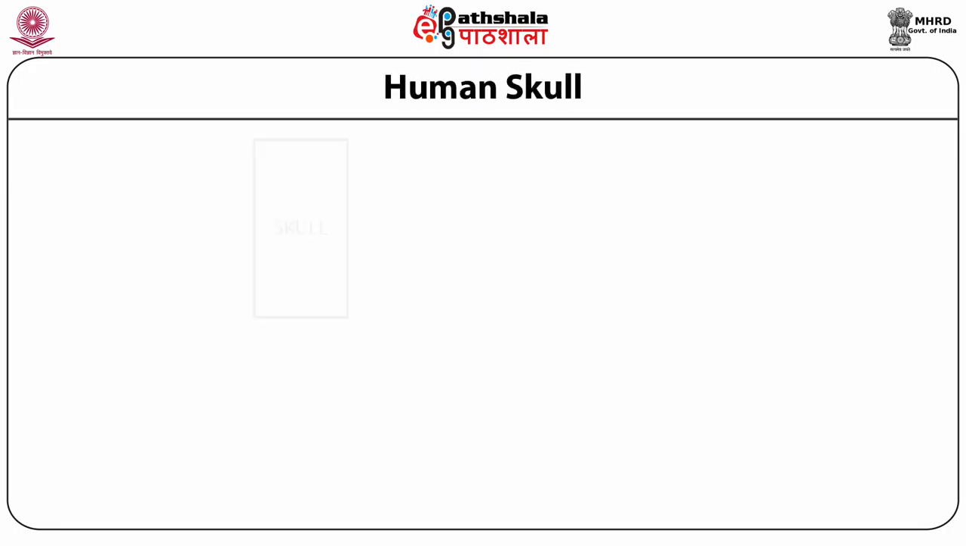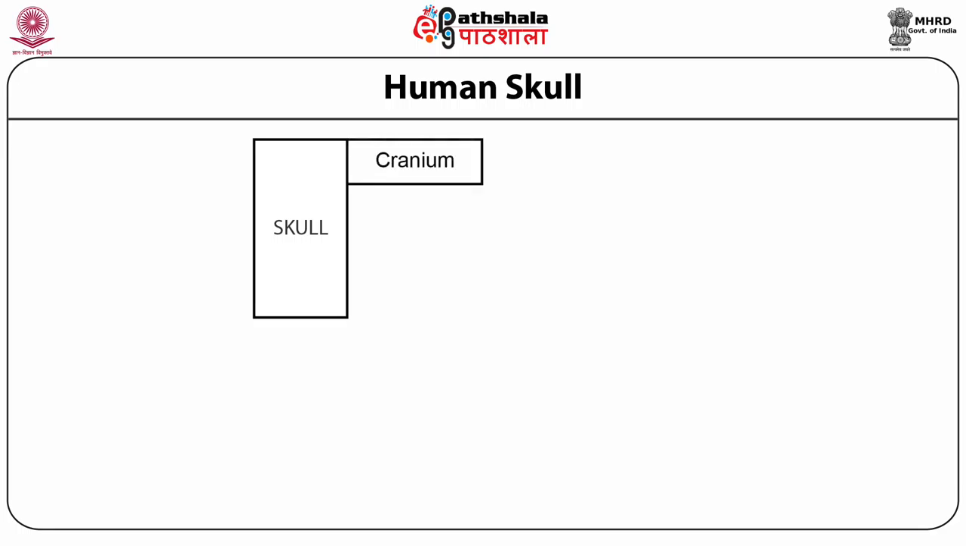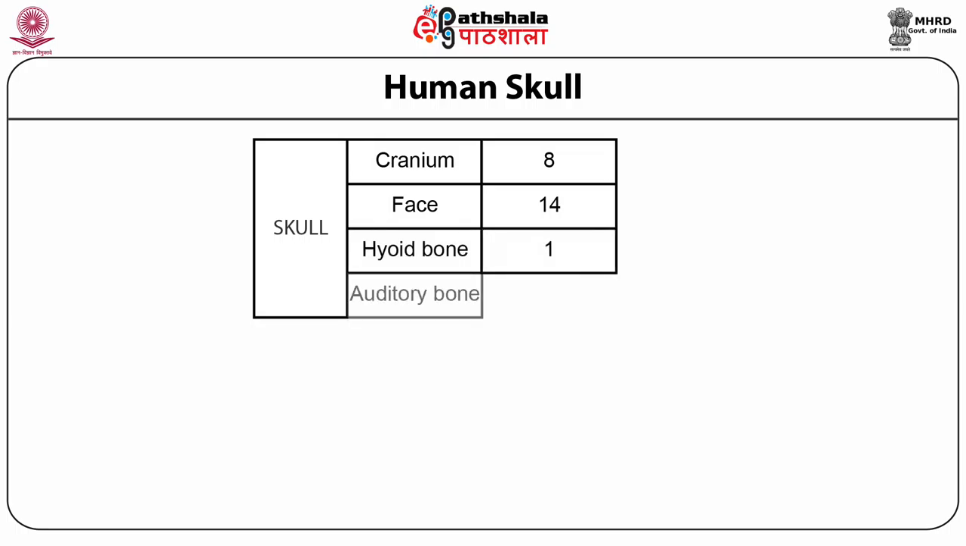When we see a skull, there are 29 bones in the skull. First we take the cranium: there are 8 cranial bones, then the face has 14 bones, the hyoid bone 1, and the auditory ossicles 6. That comes to 29 bones in the skull.